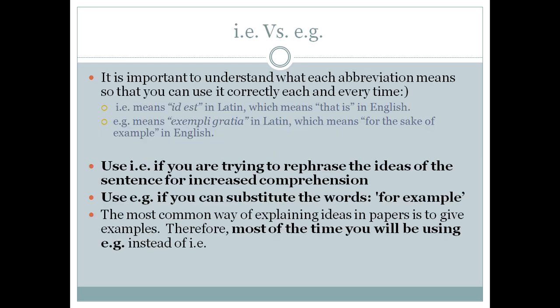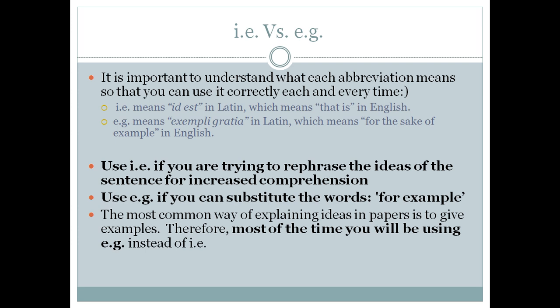The second common writing mistake is IE versus EG. So it's important to know the difference between the two. In Latin, IE means id est, which is that is in English, whereas EG means for the sake of example in English. So basically, for example.